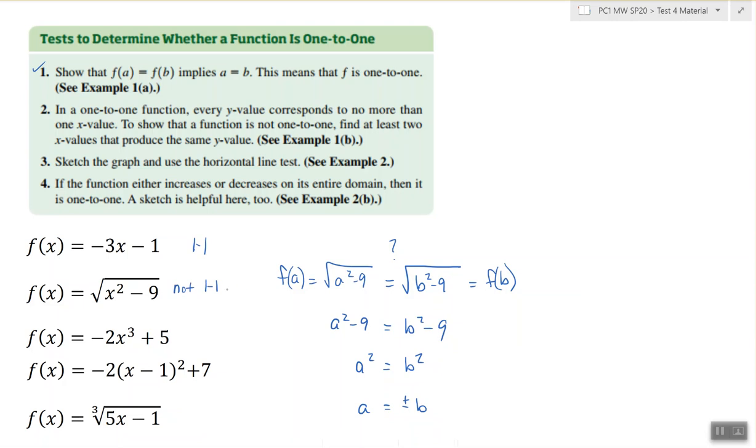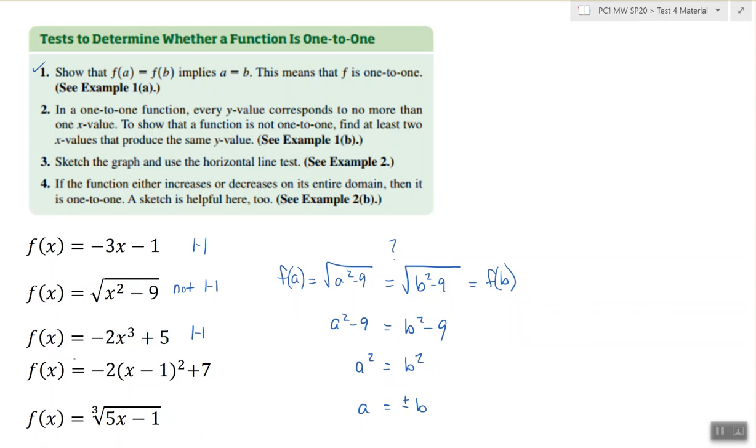Another thing you could do with this one is sketch it. Just show the graph on your calculator and you can see quickly it's not one-to-one. It's not going to pass the horizontal line test. This is a graph that is decreasing on its domain, always decreasing on its entire domain, so it is one-to-one. Again, you can put that in your graphing calculator and see.